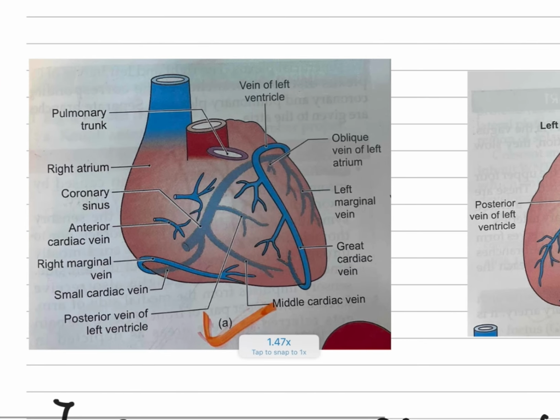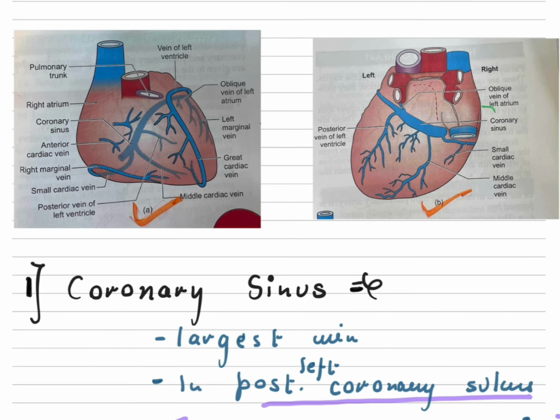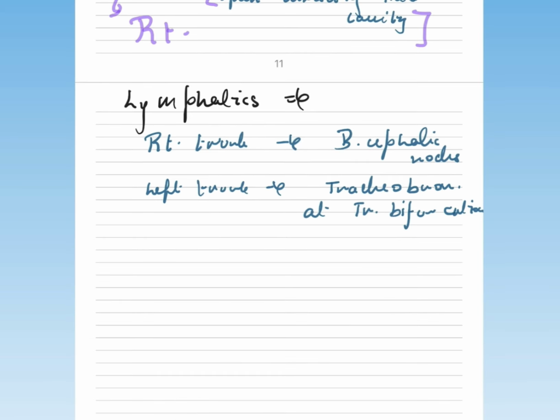So this is the diagram of the heart showing its different veins. As we can see on the diaphragmatic surface, this is the coronary sinus, which is the largest vein. And we can see its various tributaries, that is the small cardiac vein, the middle cardiac vein, the posterior vein of the left ventricle. Then we can see the left marginal vein, the great cardiac vein, and a little about the lymphatics of the heart.